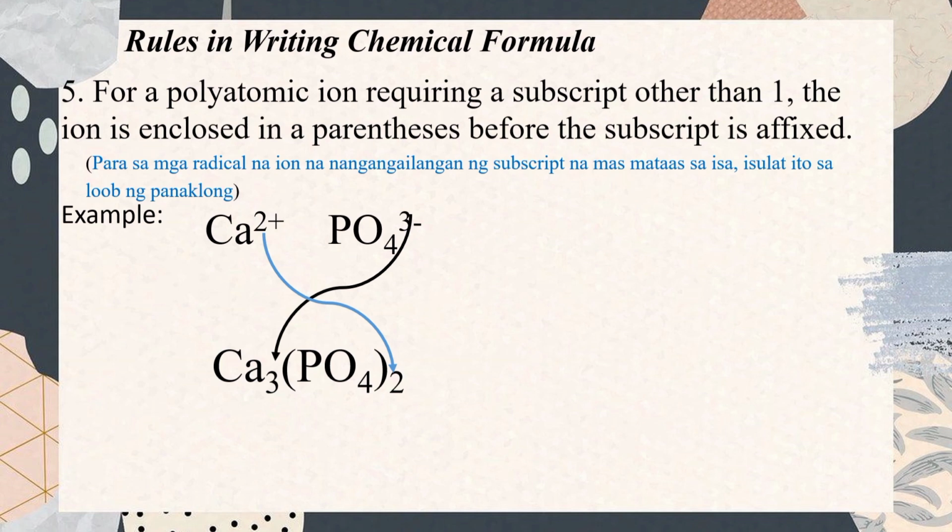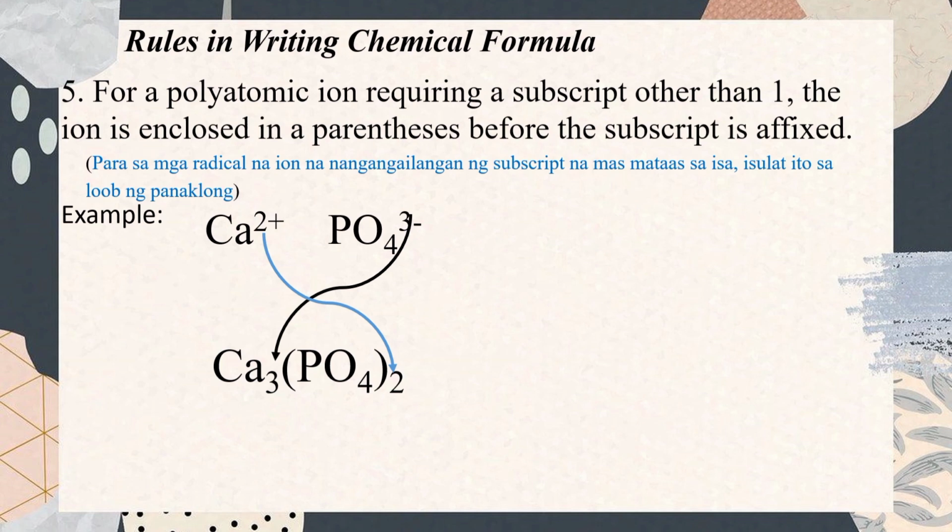Can we apply reducing of the subscript? No. The subscripts that can only be reduced are the ones coming from the crisscross charges and written as subscripts, and not the subscripts of the radicals or polyatomic ions. So never reduce the subscript of polyatomic ions.